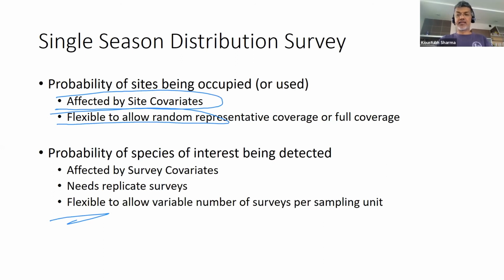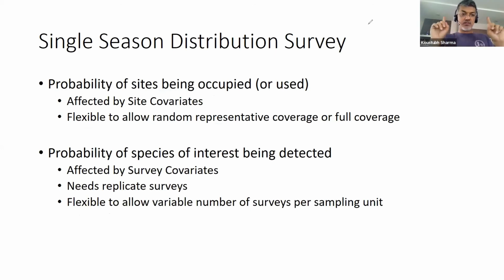And I think we're just close to the end of this one. Let me delete this. And then just a recap, for a single season distribution survey, there are two things that you're estimating: the probability that a site is being occupied or used, and this probability is affected by site covariates that remain constant for my survey period. They don't change within that duration. They remain constant, and they are homogeneous, or they're assumed to be homogeneous for defining that entire sampling unit.